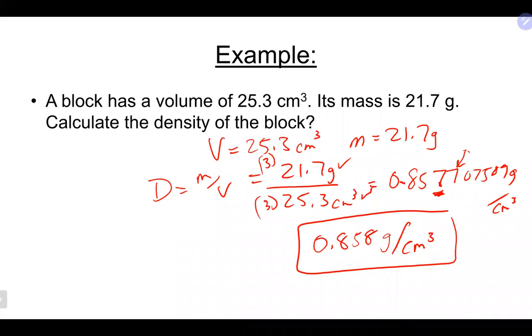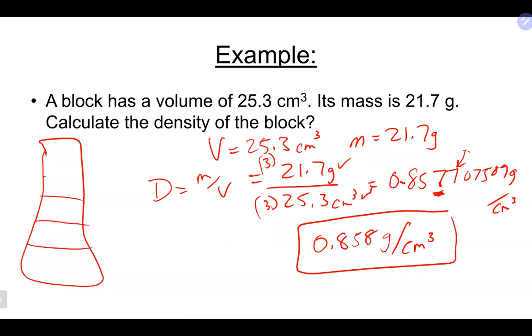Question on that there? By the way, if you had liquids of different densities and you put them in a graduated cylinder, they would separate out into different layers. The more dense layer would be top or bottom? It would be bottom, right? More dense.